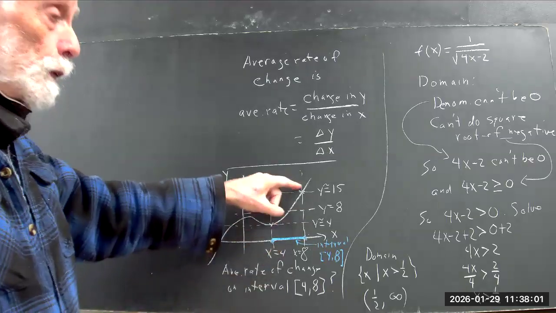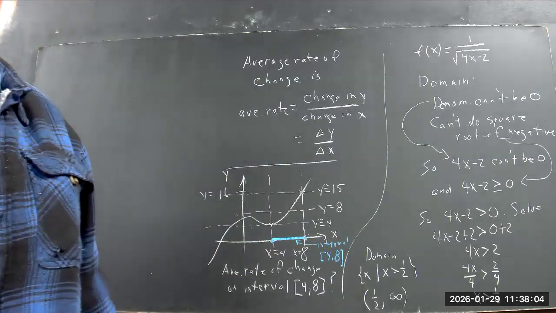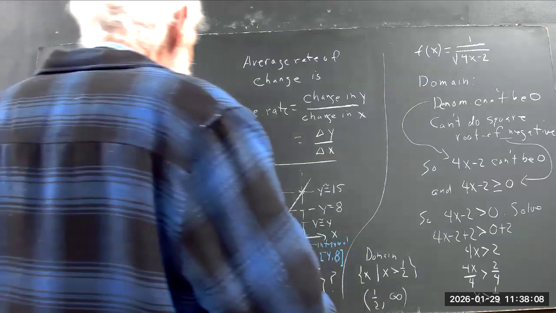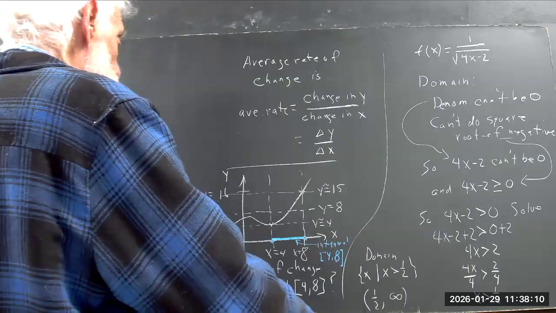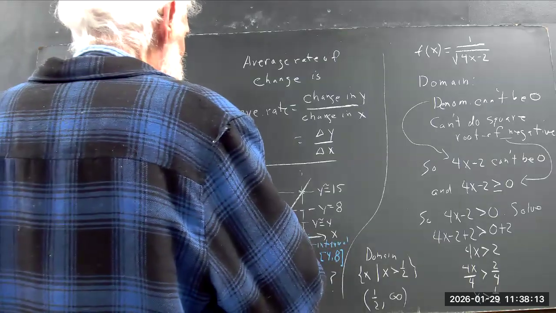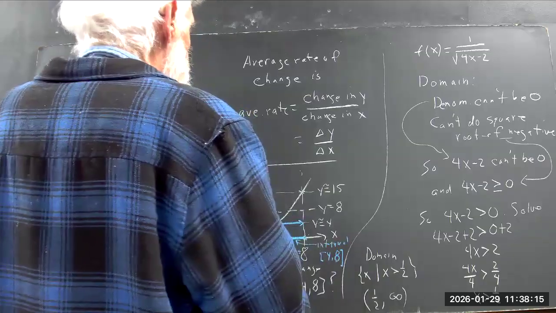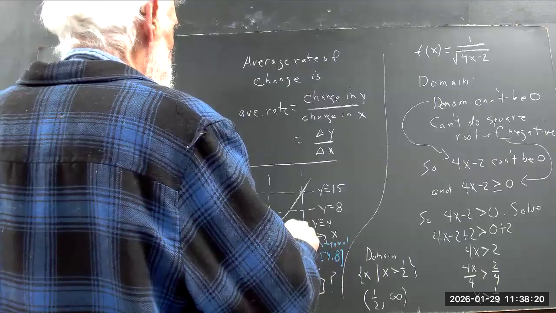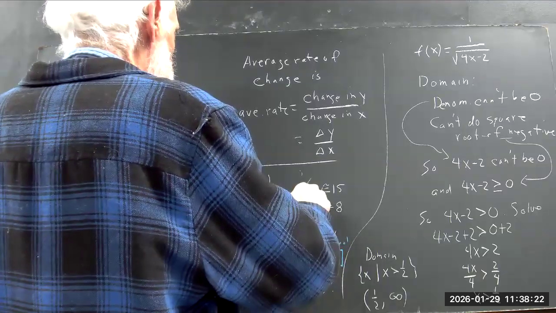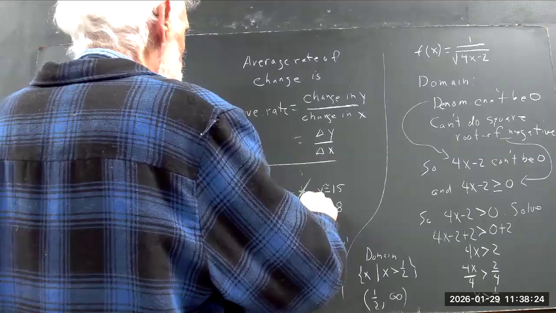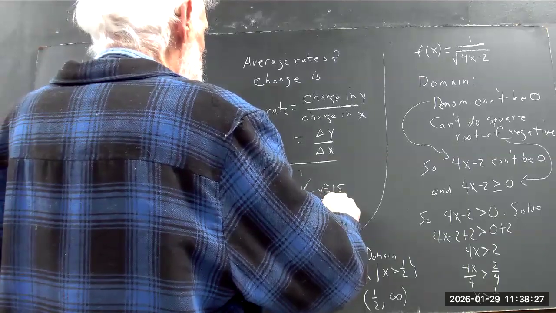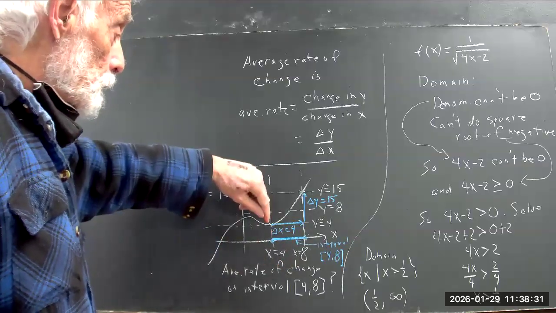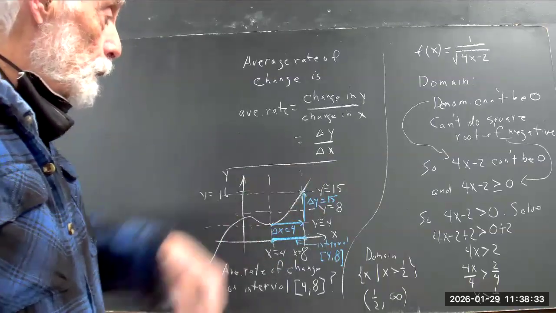Well, it changes from 4 to 15, so it looks like your eye nailed it. Okay, that's very good. So what we have here is a blue triangle. Delta x equals 4, delta y equals 15.